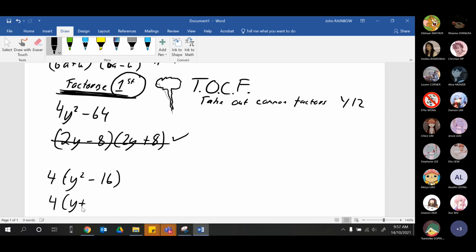4y plus 4y minus 4. Always take out a common factor first. How does this transform to that? What you can actually do is take out the 2 as a common factor from this, which would be 2y minus 4 times by 2y minus 4. As you can take out 2 from that as well.